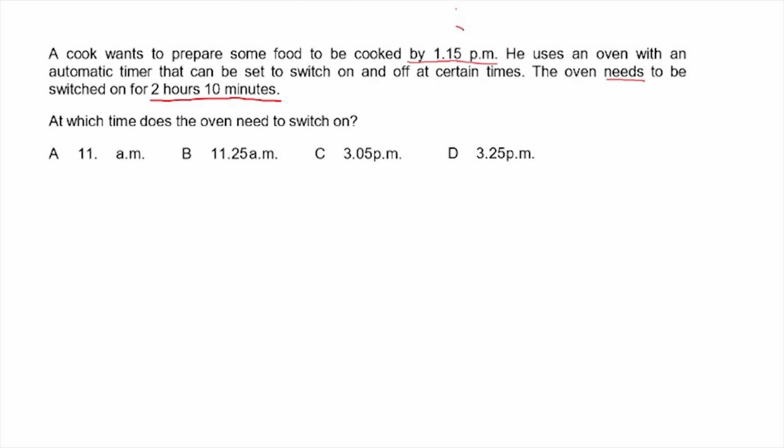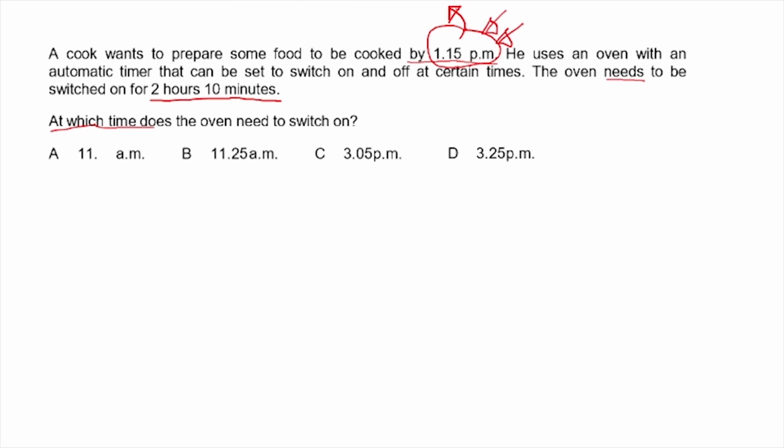It means that if by this time this oven is supposed to have cooked the food, and the oven is supposed to be on for 2 hours and 10 minutes before it goes off, then we get the time by which the food needs to be cooked, and we count backwards 2 hours and 10 minutes. In other words, if by this time the food is supposed to have been cooked, and the oven should be on for 2 hours and 10 minutes, and they're asking us at what time the oven needs to switch on, then we're going to count backwards from this time.